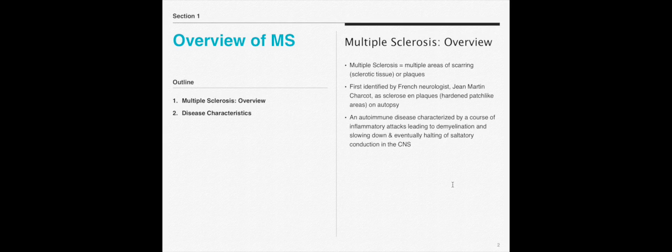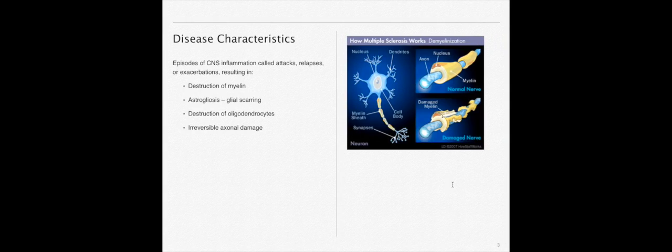It was first identified by a famous French neurologist, Jean-Martin Charcot. That's just an interesting fun fact, because Charcot also discovered numerous other neurological deficits that are actually similar to MS, like Charcot-Marie-Tooth disease. So, MS itself is an autoimmune disease characterized by a course of inflammatory attacks leading to demyelinization and slowing down and eventually halting of saltatory conduction in the CNS. That's a textbook term. It's an important term to know and remember.